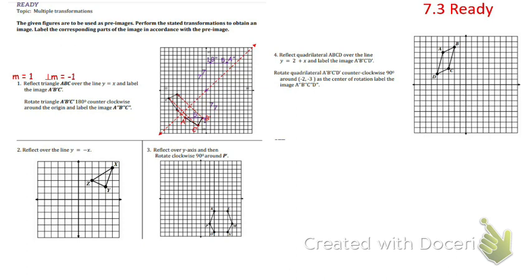Okay, one more. How about you try C? Where is C double prime going to go? Well, right now, it's down 9 and left 2. So instead of going down, we'll go up 9. And instead of going left 2, we'll go right 2. And this is going to be our C double prime. We found the 3 vertices, so now we can draw that triangle in.